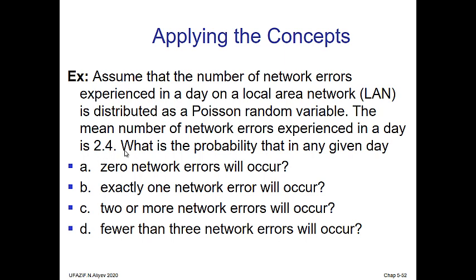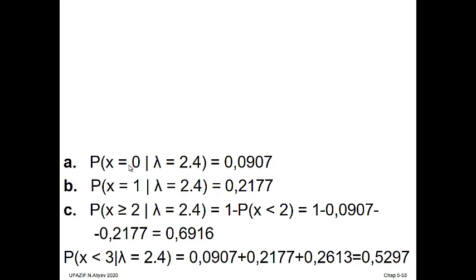What is the probability that in a given day 0 network errors will occur, exactly 1 network error will occur, 2 or more network errors will occur, fewer than 3 network errors will occur. 0 network errors means x is 0, exactly 1, x is 1, 2 or more, x greater than or equal to 2, fewer than 3 means x less than 3. Okay, let's consider the solution. For x 0, lambda 2.4, you may use your formula and get this result.